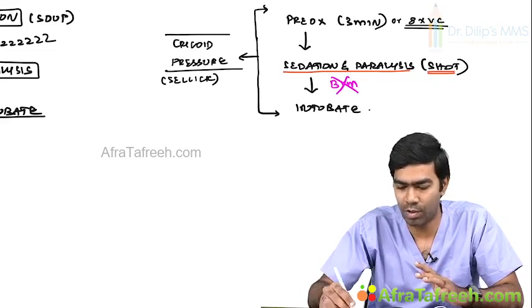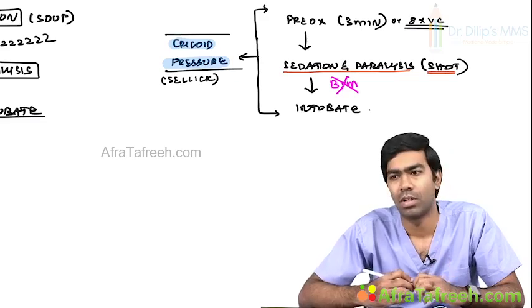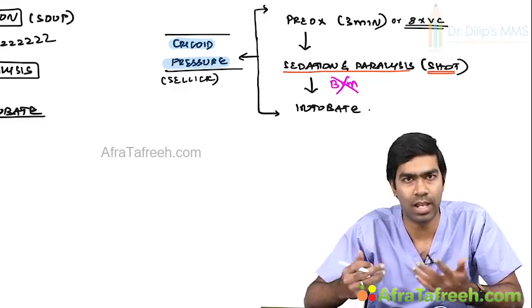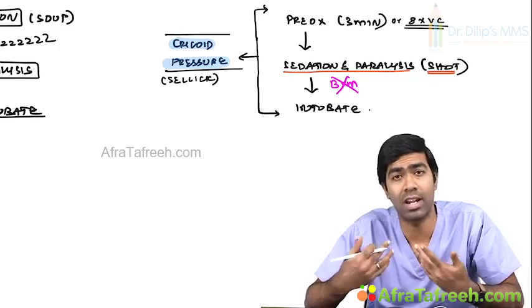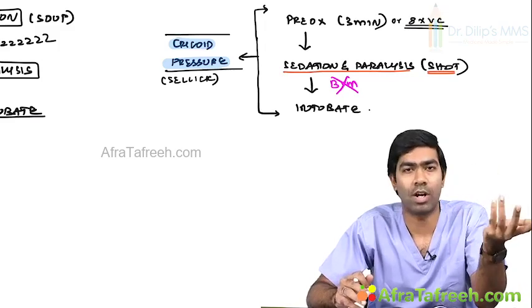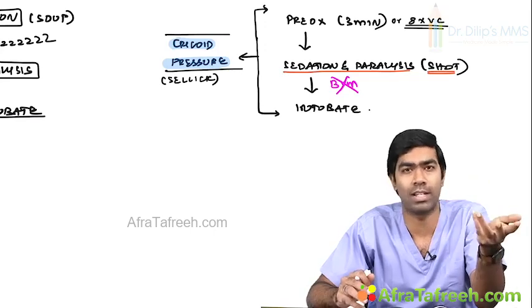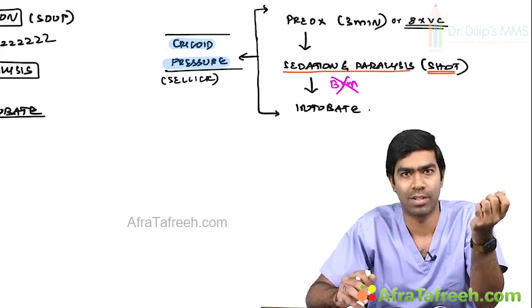But again, there are a lot of conflicting data against cricoid pressure and Sellick's maneuver. Some trials tell that these are useful, some trials tell these are not useful, and in fact, some trials tell they are harmful as well. For example, there is a trial which proved that giving cricoid pressure routinely did not have any benefit. In fact, they caused more desaturation, because when you are pressing the cricoid, you are obstructing the airways, right?